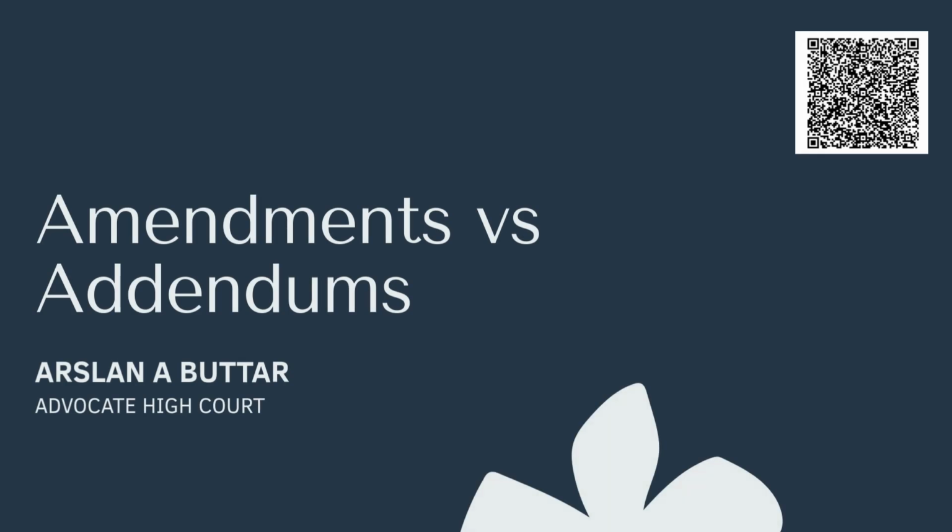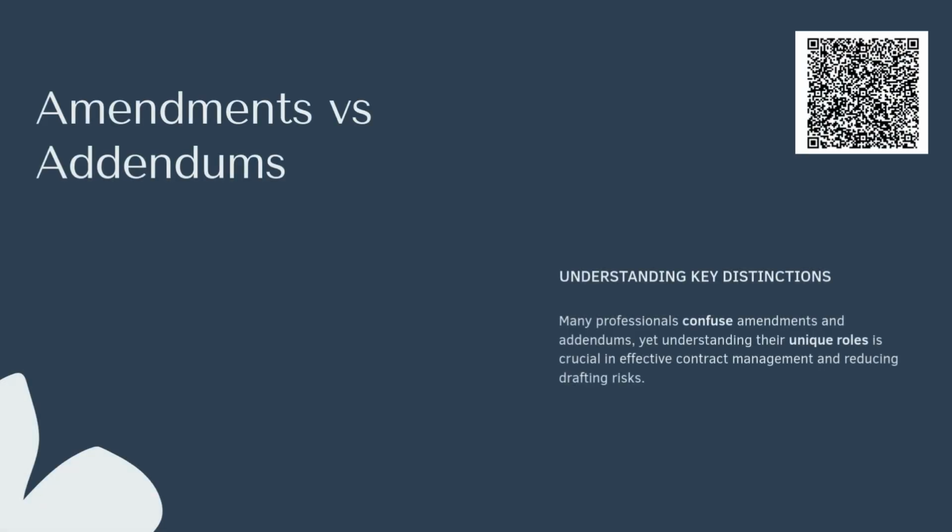Amendments versus addendums. What's the difference? Many professionals use the terms amendment and addendum interchangeably. Both relate to modifying an existing contract, but legally, the terminology matters less than the procedure used to make the change. Understanding the distinction reduces drafting risk, especially when contracts are already signed and in force.